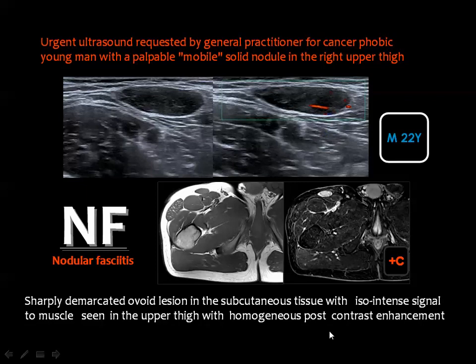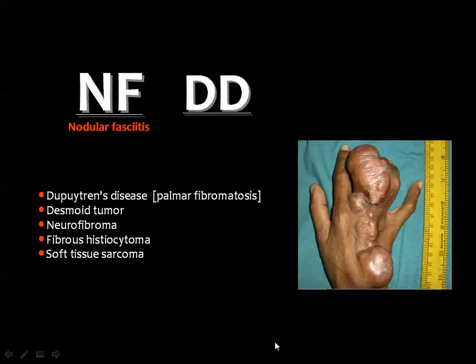And this is an example of a lesion in the groin. By ultrasound, it looks hypoechoic with some vascularity. This patient is a general practitioner who is cancer phobic and presented with a palpable mobile solid nodule in the upper right thigh. The MRI T1 weighted image showed the lesion, and after contrast injection with fat suppression, you can see considerable enhancement.